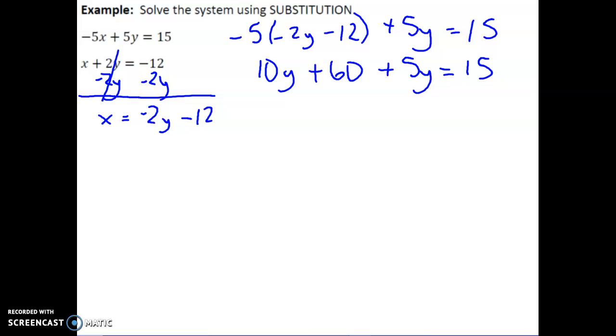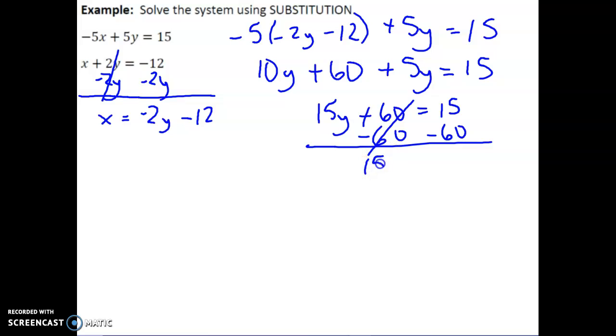Now I'll combine like terms on the left-hand side. I can see that 10y and 5y are like terms, so I'll put those together. All right, subtracting 60, working to get y by itself. Dividing both sides by 15, and y equals -3. Okay, so now, just like before, are we done with the problem at this point?